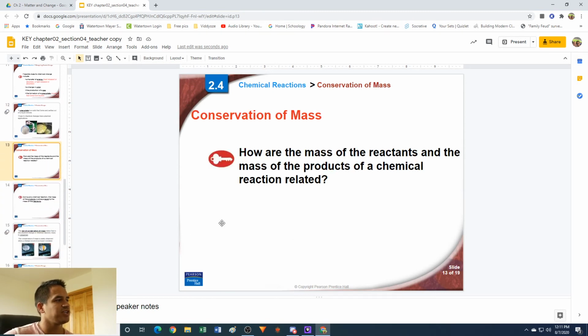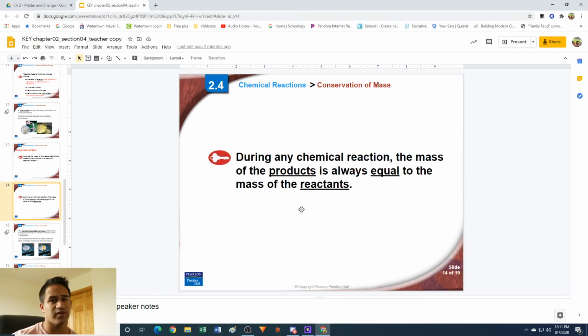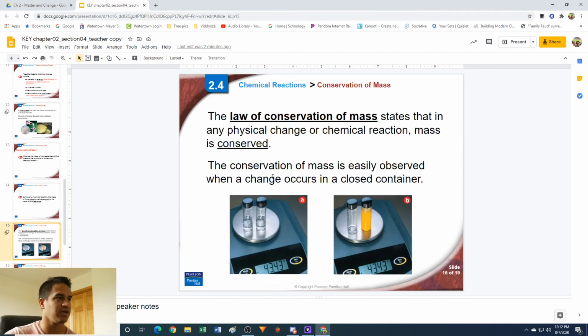Last thing we're going to talk about here is conservation of mass. So what does that mean? Some of you may have heard of the law of conservation of mass, but basically what it says is that during any chemical reaction, the total mass of the products, which are the things that you end with, will always be equal to the total mass of the reactants, which are the things that you start with. In other words, matter cannot be created or destroyed in a chemical reaction. You can't make something out of nothing, and you can't just delete matter out of existence either. So in any physical or chemical reaction, mass is always conserved.